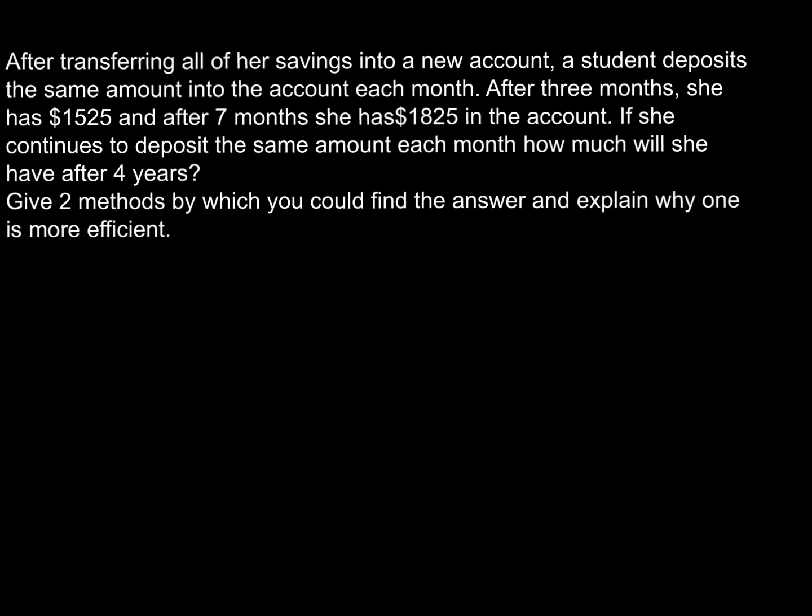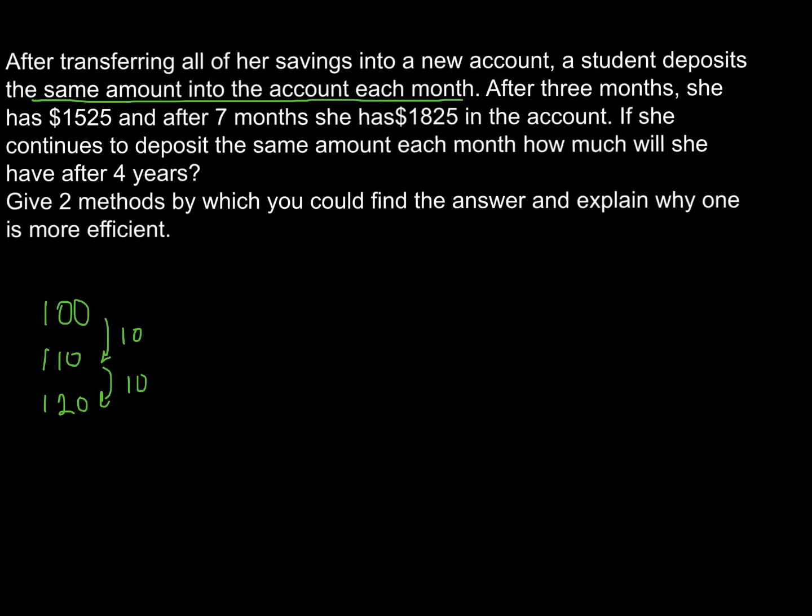So this is very clearly an arithmetic sequence because the same amount is being deposited into the account each month. So just as an example, if you started with 100 and you were going to deposit 10 each month, you'd have 110, 120, so on and so forth, and the difference between each would be the same. It would be 10.